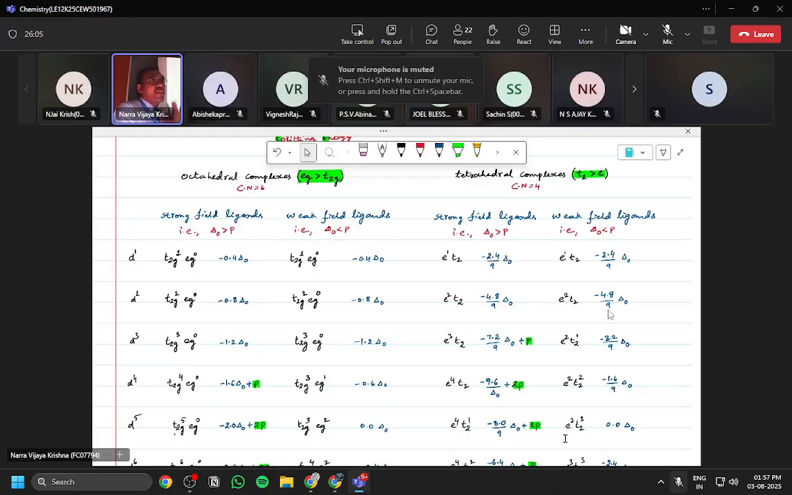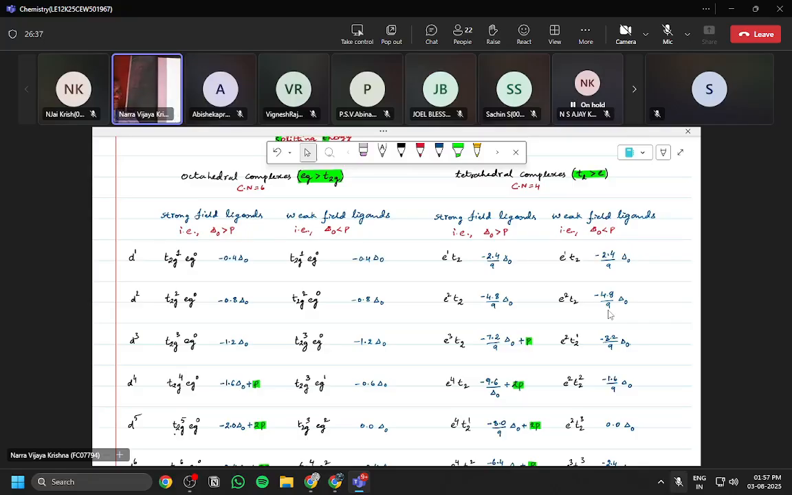That is called Jahn-Teller effect. Is it clear? Due to unequal distribution of electrons among the t2g or eg or t2 or e orbitals, further disturbance is observed. We call that the Jahn-Teller effect, and it is observed only in octahedral complexes, not in tetrahedral complexes. Clear? Now tell me, in octahedral complexes, does d1 show the Jahn-Teller effect or not?